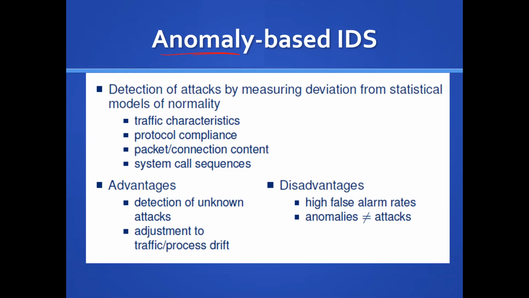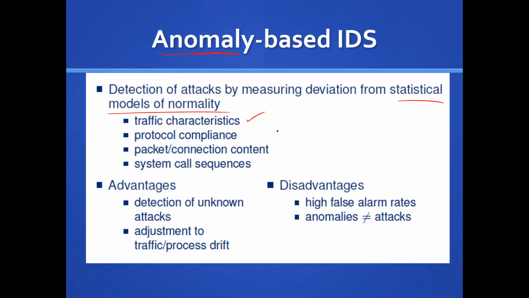Remember when I said for the signature they'll spend six months researching it until they make their conclusions. But initially, researchers won't have mechanisms for zero-day attacks. So they want to have something. I mean, it's better than having nothing, right? And so what they do is they develop these models. So it's detection of attacks by measuring deviation from statistical models of normality.